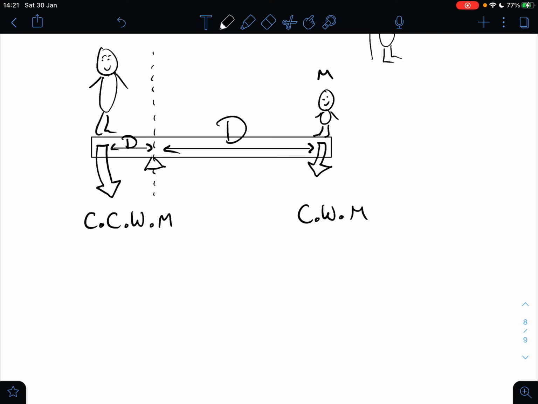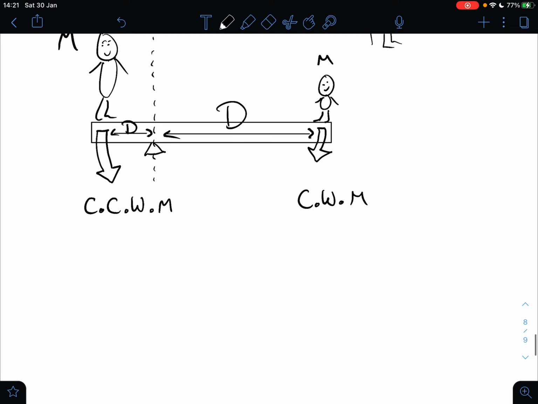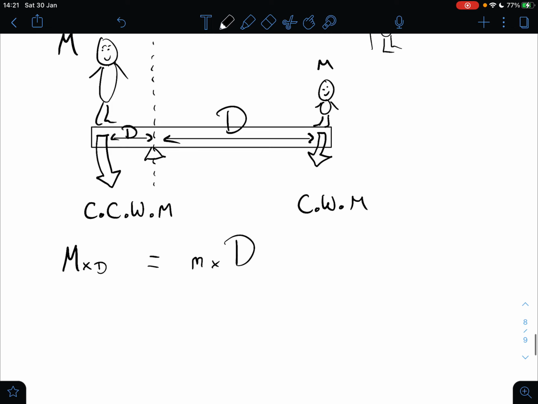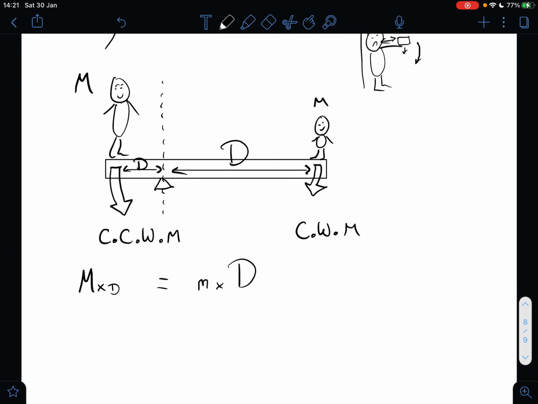This person has a small mass. This person has quite a large mass. Really got to stop eating. And so let's work it out. So on this side we would have M times little d, and it's got to be equal to little mass times big distance. So let's try it with a few numbers. Where would we have to put things?